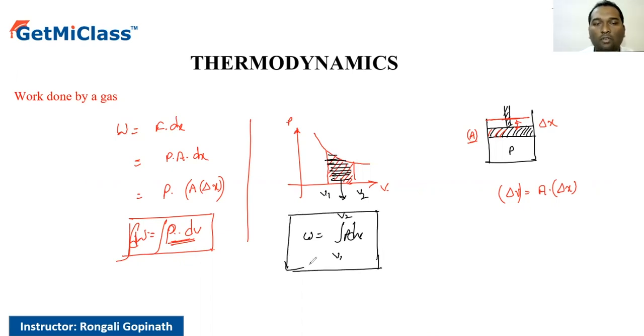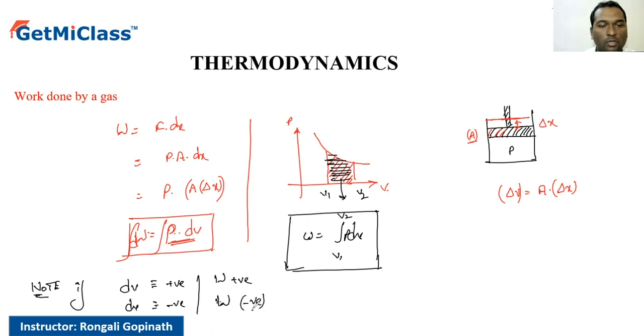And remember, if volume is increasing, that means you say that the gas is doing the work. On whom? It is doing the work on the surroundings. If volume is decreasing, then the work is done by the surroundings on the gas. This is something which we have to remember. So you can make a note of it. That is, if dV is positive, work done is also positive. If dV is negative, then work done is also negative, right?